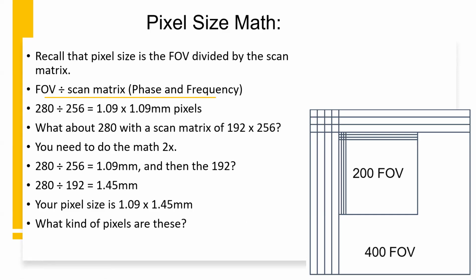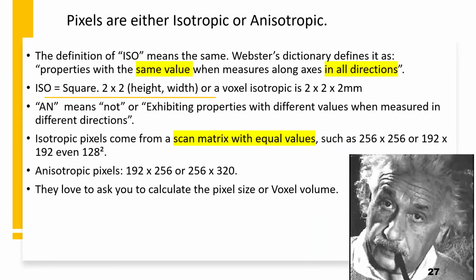They might say to you, what kind of pixels are those? Are they isotropic or anisotropic? Well, iso means they're the same. Anisotropic is what this is right here. You don't have pixels the same size in 2 dimensions, okay? So iso means the same. If you look it up in Webster's, which I did, it means properties of the same value. So iso means square, so 2 by 2. Isotropic voxel is 2 by 2 by 2. And aniso means not, like I've already said to you, okay? So they will very likely ask you to do pixel size.